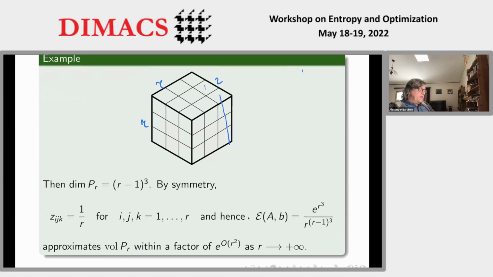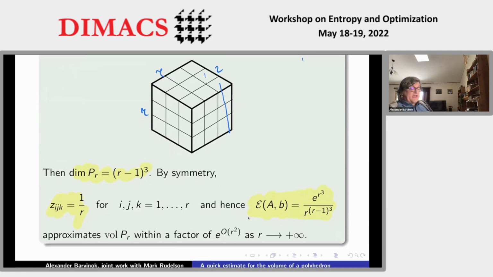And again, the nice thing about the analytic center is that it's very easy to compute because by symmetry, all coordinates will have the same value, 1 over R. And the dimension here is (R minus 1) cubed. That's again because you get 3R squared linear equations, but they're not linearly dependent. And so we get this formula for the quantity that we care about, and this is it. And that's the best that we know.